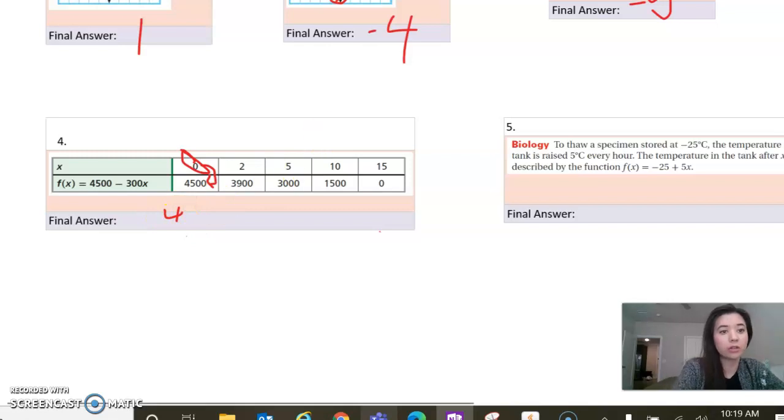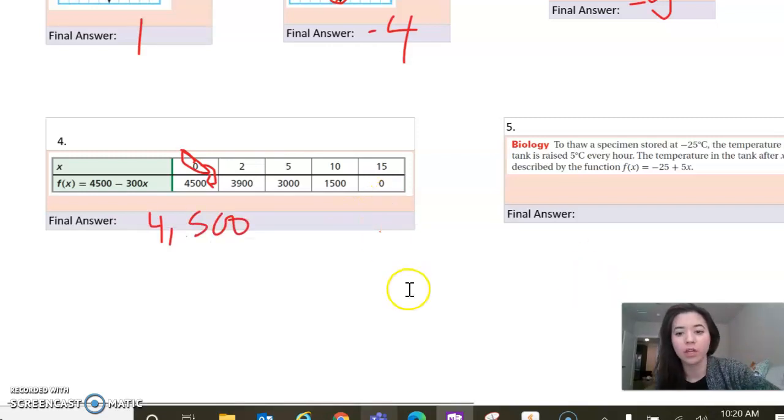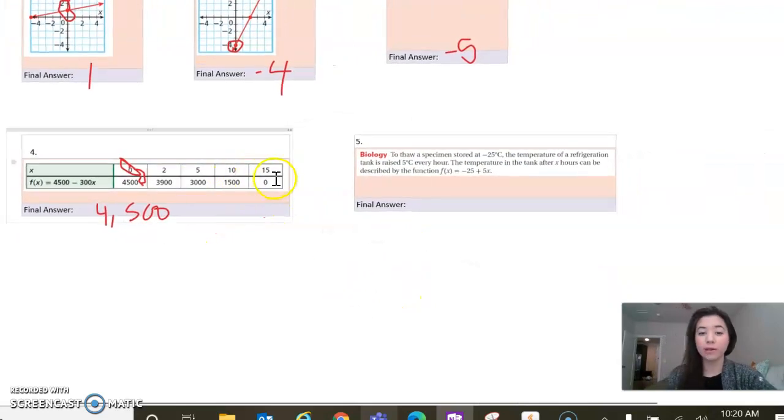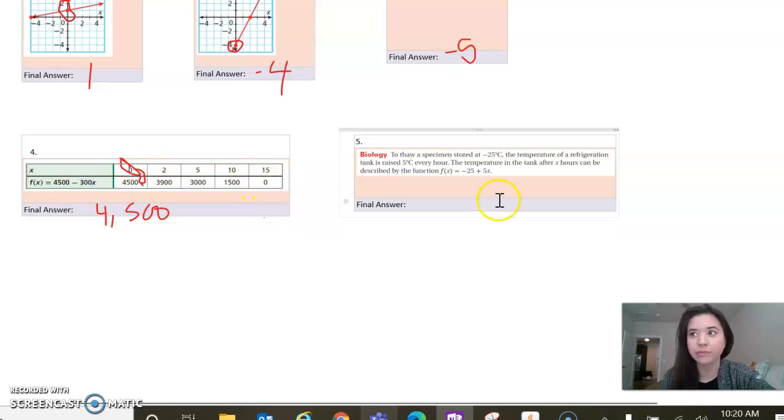4,500. Let me write that with a different hand. 4,500. And then you might have said 15, but be careful. Again, remember, it's when x is 0. This number right here is where y is 0.